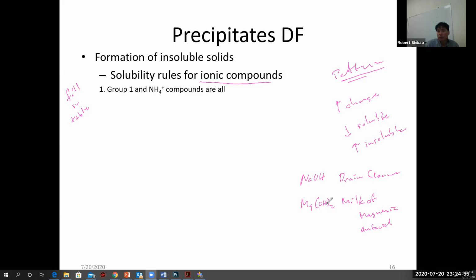Milk of magnesia is used as like an antacid. But both of these are hydroxides. This is sodium hydroxide, that's magnesium hydroxide. So it's a hydroxide, so you expect it to have certain properties associated with hydroxides. And one of them is reacting with acids or neutralizing acids. These are bases.